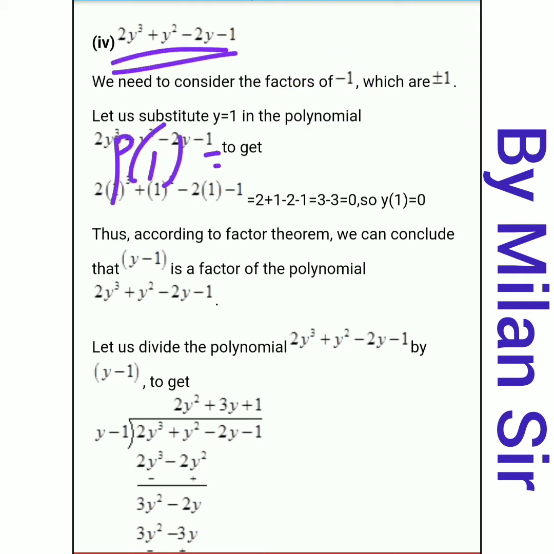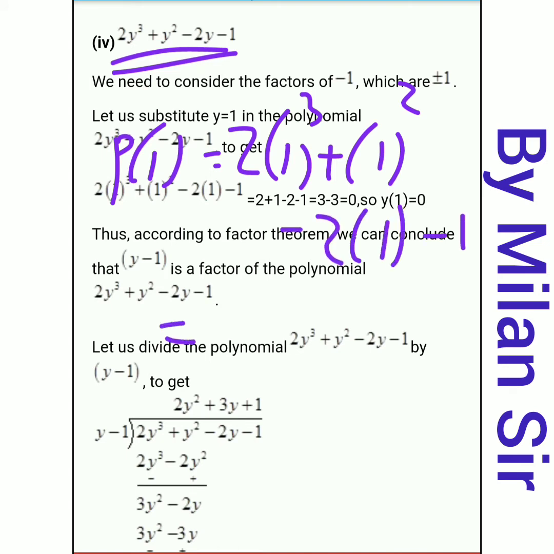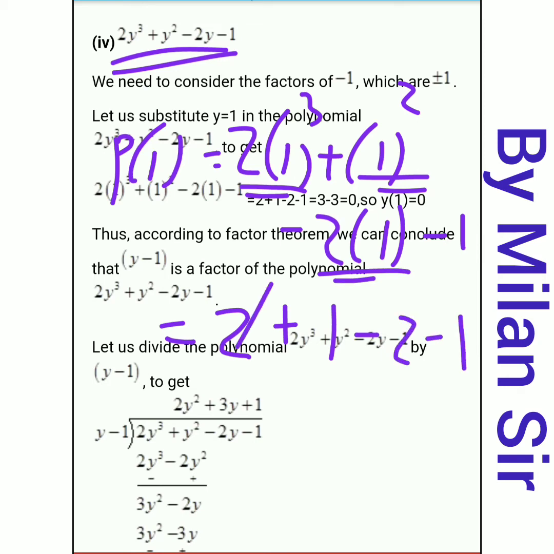So here 2y cube, now put y equals 1. Then 2 into 1 cube, 1 into 2, it's 2. Here 1 square is 1 only, plus 1, then minus 2 ones are 2, and minus 1. Plus 2 minus 2 cancel, plus 1 minus 1 cancel, 0. Here we already know that y minus 1 is a factor, but this is a proof.